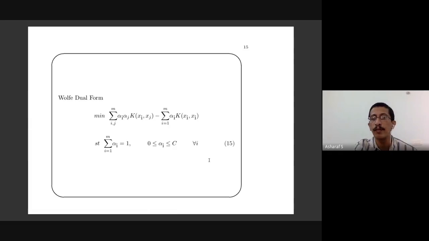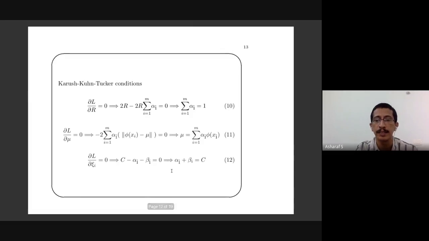Right, the Wolfe dual, when you apply it back, you get this kind of dual, which is also very straightforward. The only difference will be here, the constraints: α is between 0 and C. So what are the cases? α_i can be 0, α_i can be between 0 and C, and α_i can also be beyond C. If α_i is equal to 0, what will happen here?